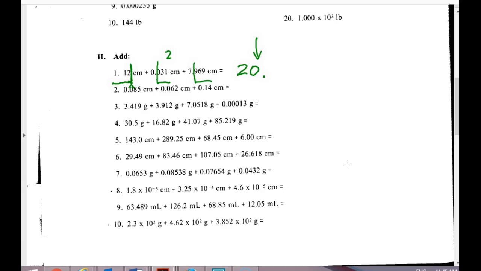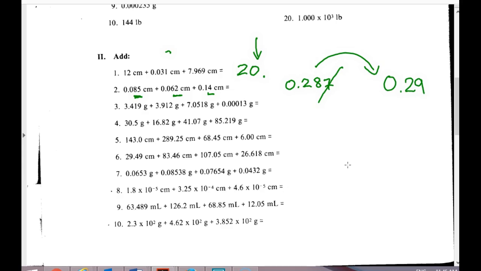Question number 2, you have the answer 0.287. That's too many sig figs. Here's why. Just erase this. This has 2 sig figs after, this has 2 sig figs after, and this has 2 sig figs after. So you don't get that digit. You actually have to have 2 sig figs. Because the number after the 8 is greater than 5, you have to round that 8 to a 9.